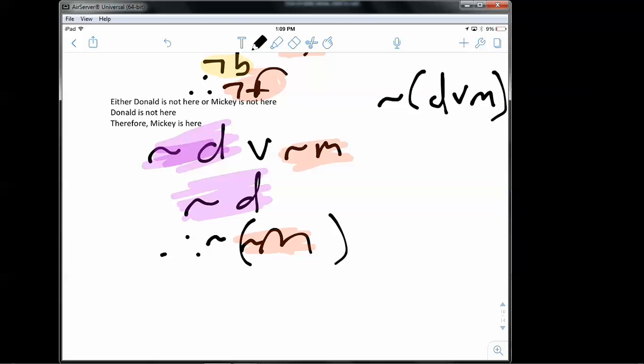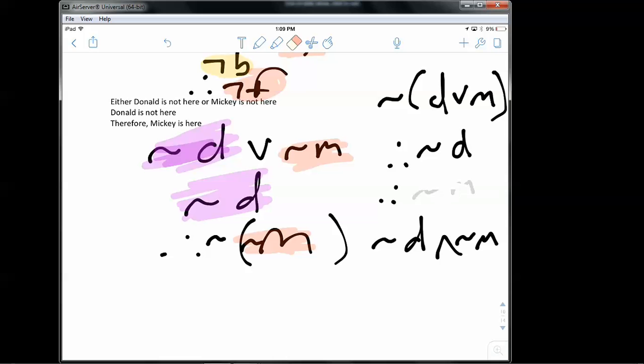Let's see what happens if you say that. It's not the case that D or M. Well, what does that mean? Remember, D or M means at least one of these is true. So it's not the case that D or M means that it's not the case that at least one of these is true. So it must be the case that both of them are false. So you can conclude from that, therefore not D, and therefore not M. And then you could put that together and say not D and not M, right? In other words, these two things are equivalent.